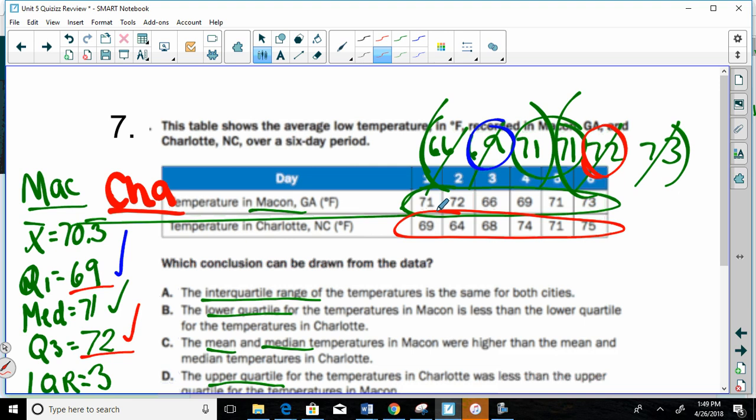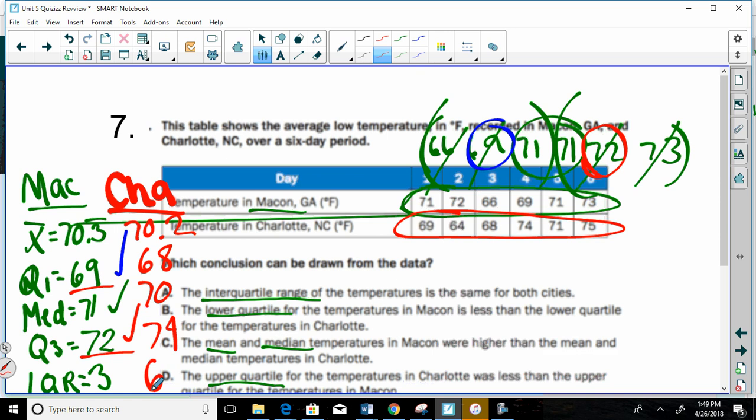When you do that, you should end up getting 70.2 as the mean. You should have gotten 68 as Q1. For the median, you get 70. For Q3, you get 74. And for the IQR, you get 6.